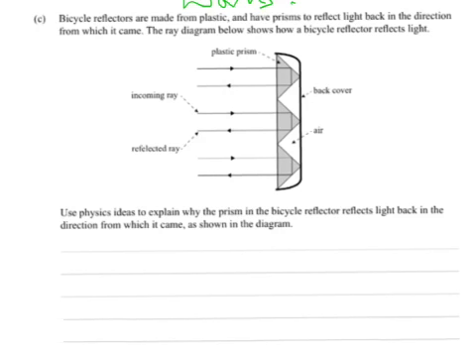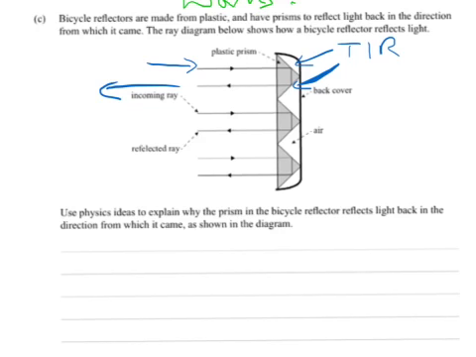Bicycle reflectors are made from plastic and have prisms to reflect light back in the direction from which it came. The ray diagram below shows how a bicycle reflector reflects light. So we can see we've got the incoming ray, and then total internal reflection. This is probably where it's going to go, but total internal reflection occurs at this point, and same at this point, and then it carries on out in that direction. So it reflects it parallel to the incoming ray but in the opposite direction.